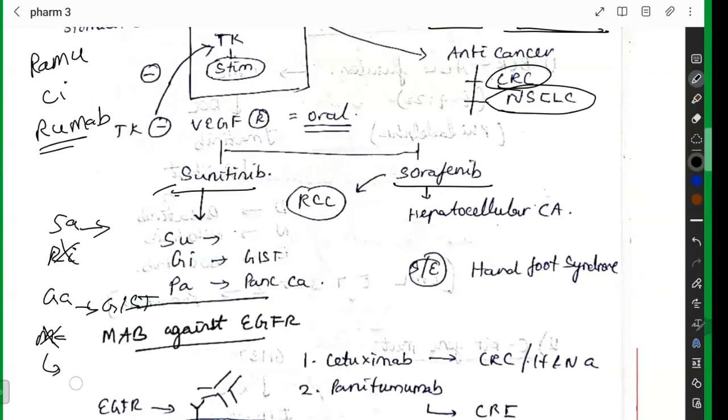So which cancers is sunitinib going to help in? Number 1, gastrointestinal stromal tumors. Number 2, pancreatic cancer. And sorafenib is going to help in renal cell carcinoma and hepatocellular carcinoma. Here you are also going to have another problem, that is hand-foot-mouth syndrome. The problem you are going to get here is hand-foot-mouth syndrome.